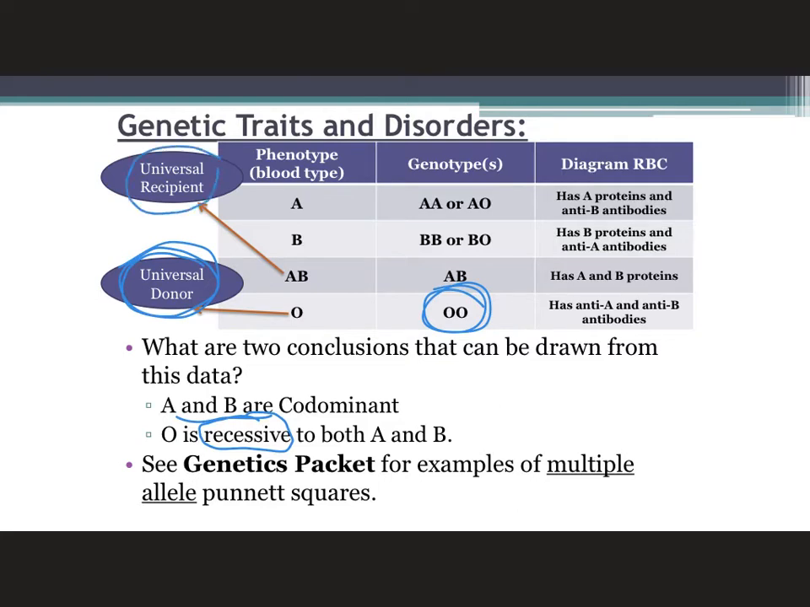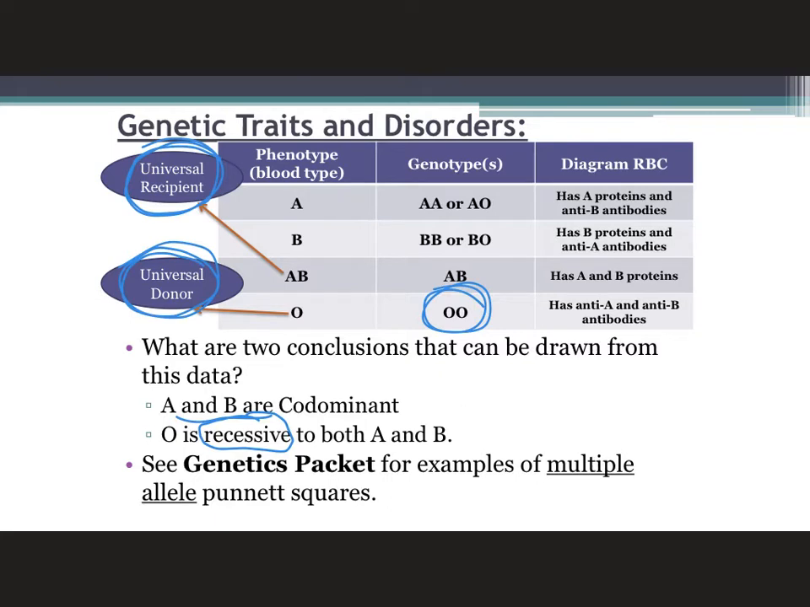AB is what we call the universal recipient or receiver, because they have both A and B proteins, which means they don't have any antibodies. So if they don't have any antibodies for A or B, there's nothing in their blood that can recognize certain blood types as being bad.